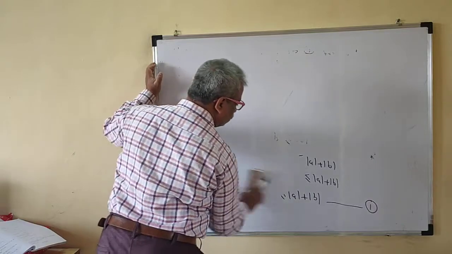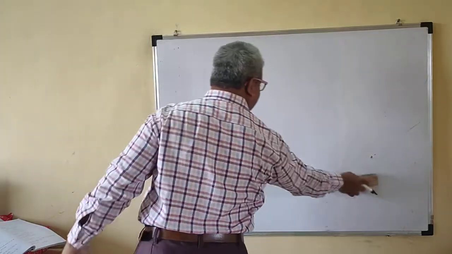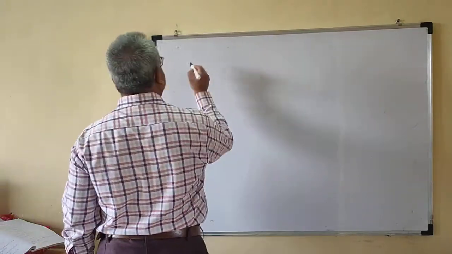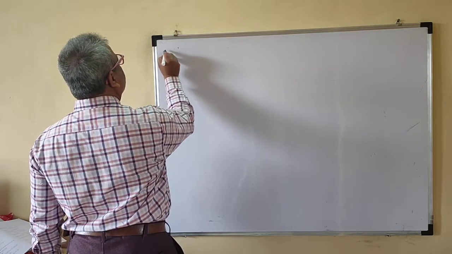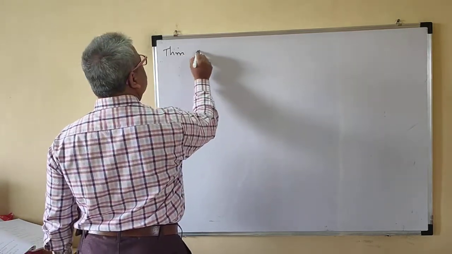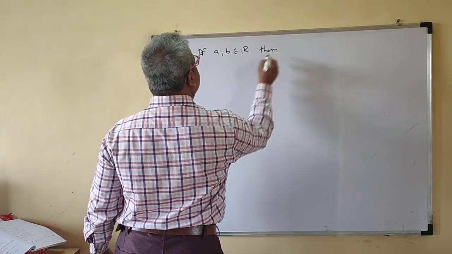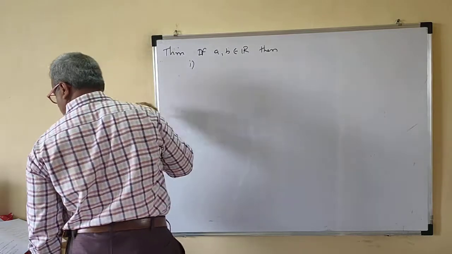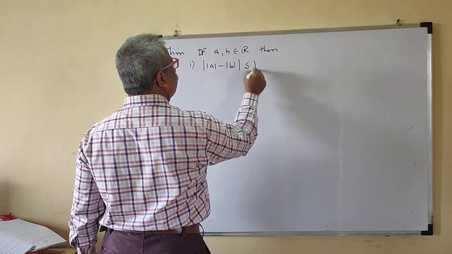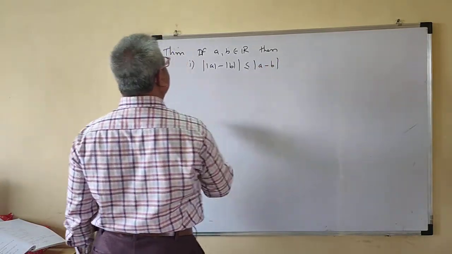Now we'll prove one more thing. This is very important, the triangle inequality. So note, here if A, B belongs to R, then 1: mod of A minus mod of B is less than or equal to mod of A minus B.